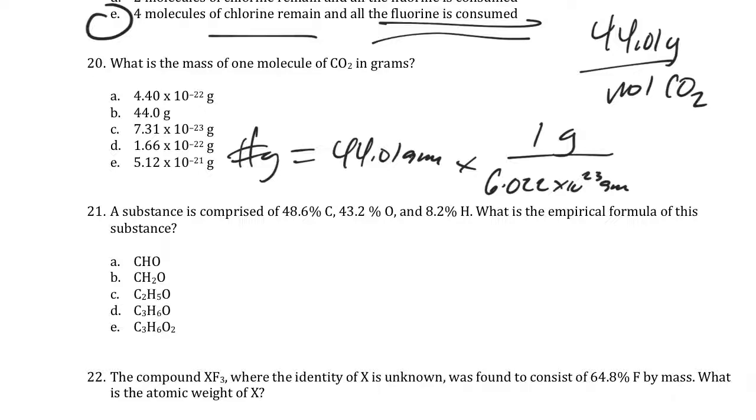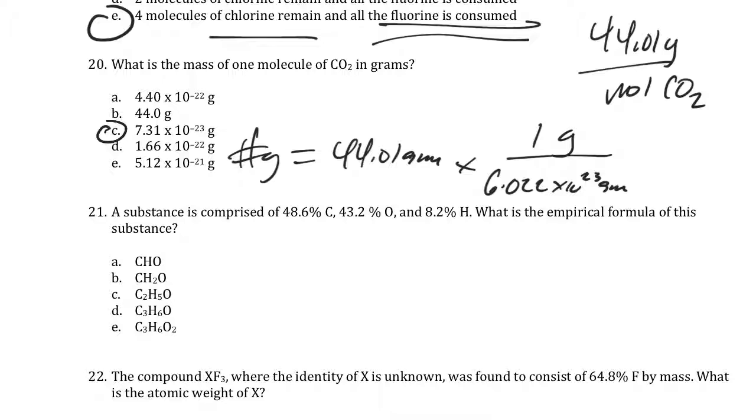So let's do maybe even A. So 44.01 divided by 6.022 e to the 23 works out to 7.31 times 10 to the minus 23. Oh, yeah, it's answer C. So it works out to be C.